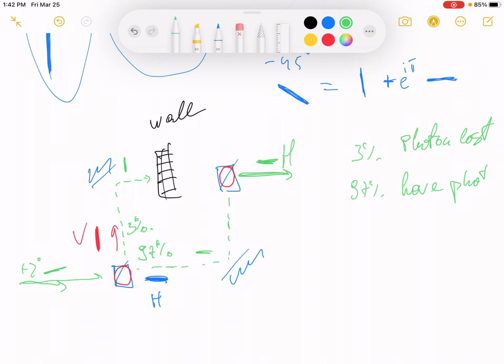Now in the next video we will try to chain this thing and see what happens and how it works.